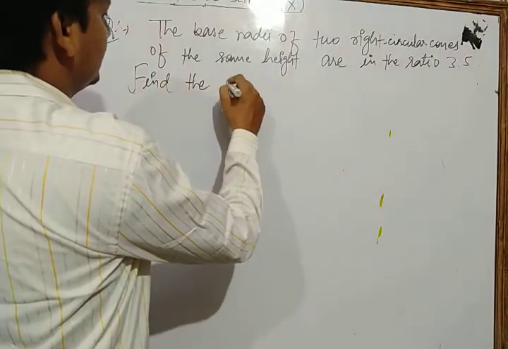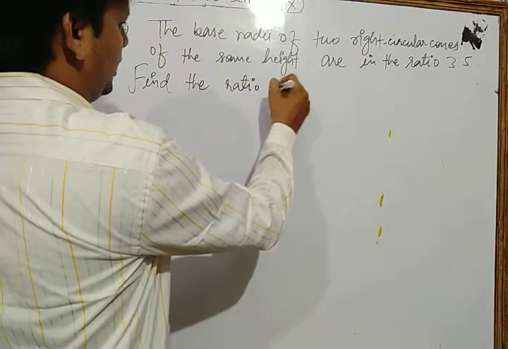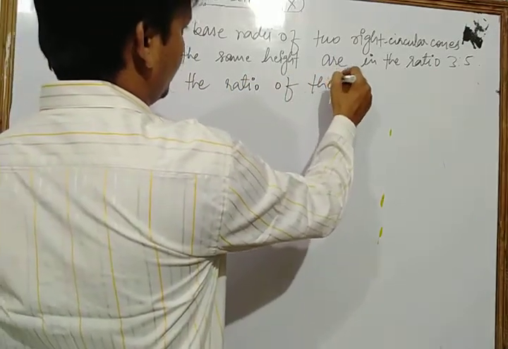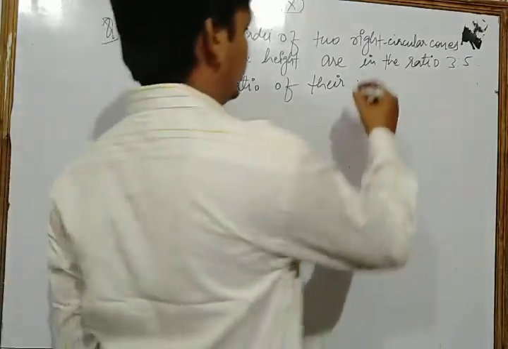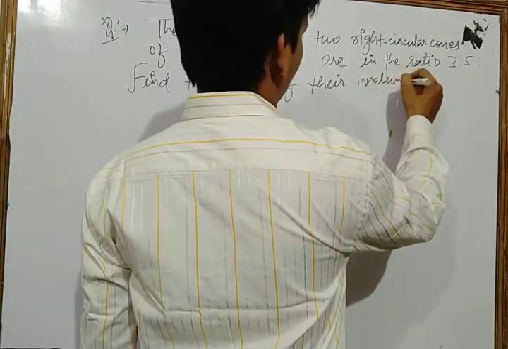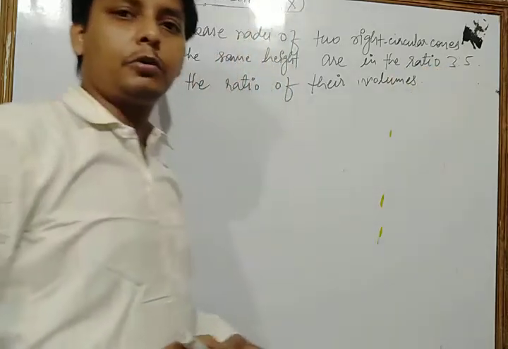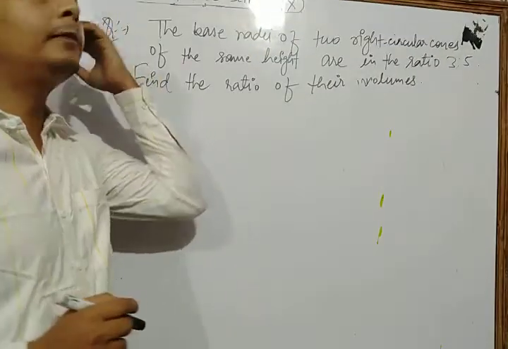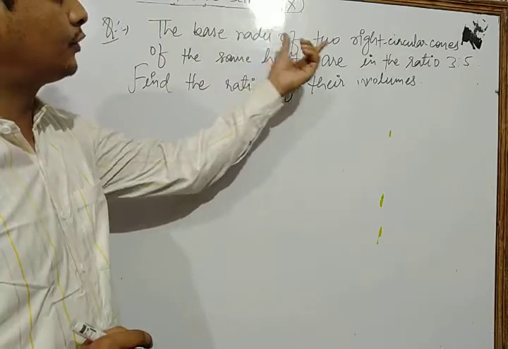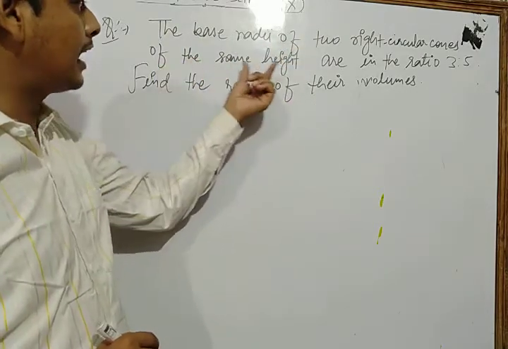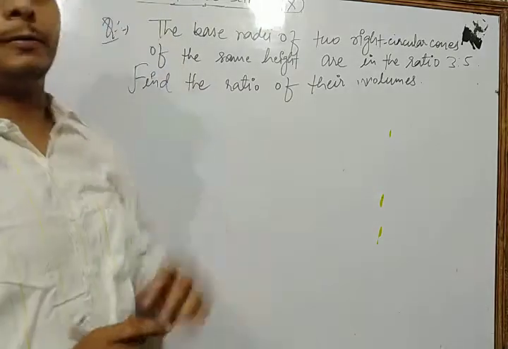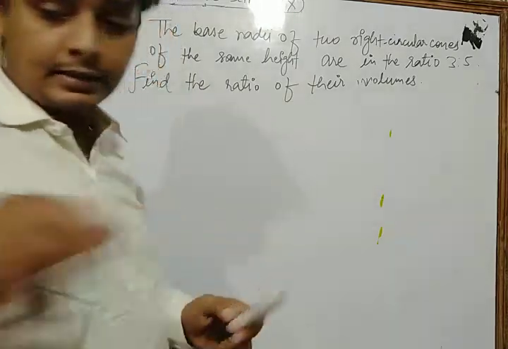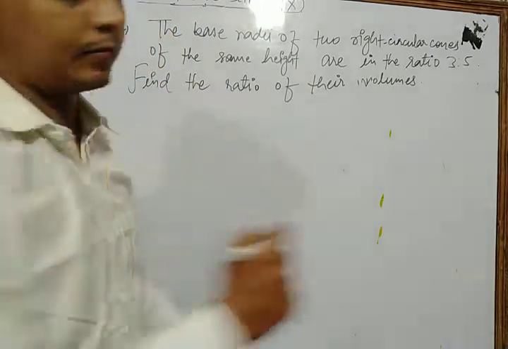Find the ratio of their volumes. This is a very important question of your NCERT exercise. Here the base radii of two right circular cones of the same height are in the ratio 3:5. Let's take its solution.